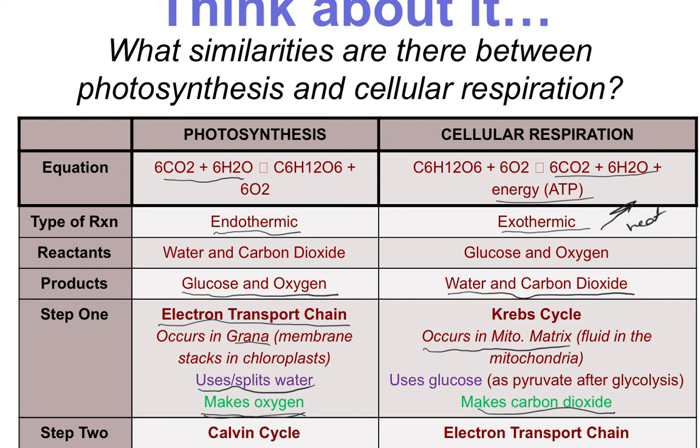The second step for these is the Calvin cycle over here and the electron transport chain over here, and these two things also occur in different locations. The Calvin cycle occurs in the stroma, which is the fluid in between all of those grana and those thylakoid plates. And step 2 of cellular respiration is going to occur inside the inner membrane of the mitochondria.